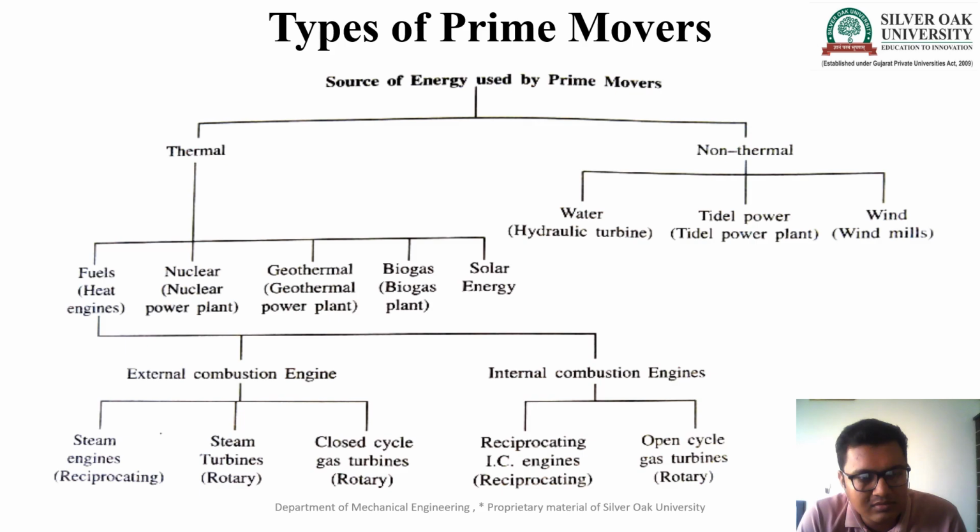In the external combustion engine there are three types. First one is the steam engine, second one is the steam turbine, and third one is the closed cycle gas turbine. The IC engine, internal combustion engine, is subdivided into two types. First one is the reciprocating IC engine, second one is the open cycle gas turbine.